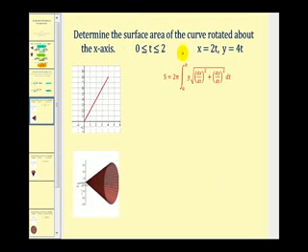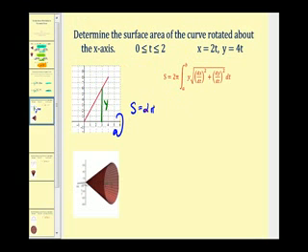We want to determine the surface area of the curve rotated about the x-axis on the interval from 0 to 2. To save some time, I've already graphed the curve on the coordinate plane on this interval. Rotating about the x-axis would produce the surface as we see here below. Since we're rotating about the x-axis, we know the distance from the curve to the axis of rotation would be equal to y, as we see here in the formula. Let's go ahead and see if we can apply this formula.